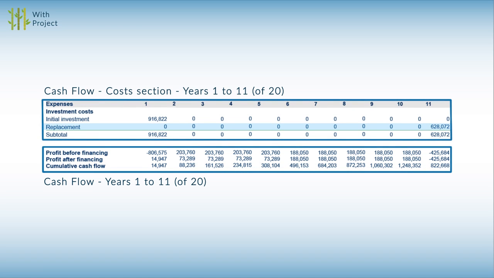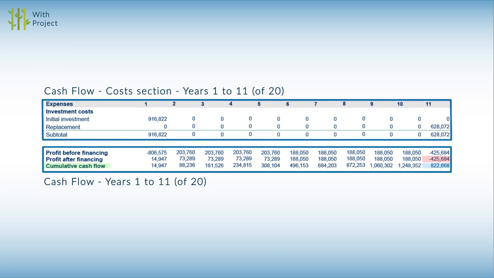When there is a need to replace investments, we may have a negative annual profit after financing for that year. But we need to see if the cumulative cash flow is sufficient to cover this deficit. On the sugarcane farm, this issue arises in year 11. The annual profit after financing for this year is a negative 425,684 Tanzanian shillings. However, the cumulative cash flow is a positive 822,668 Tanzanian shillings.